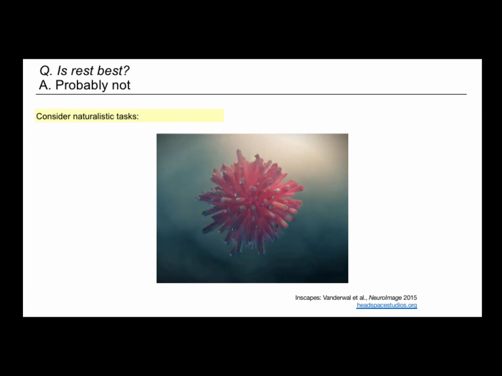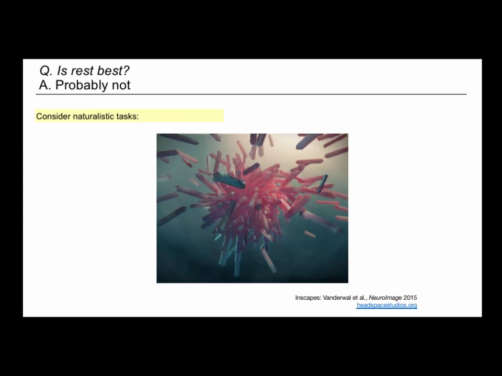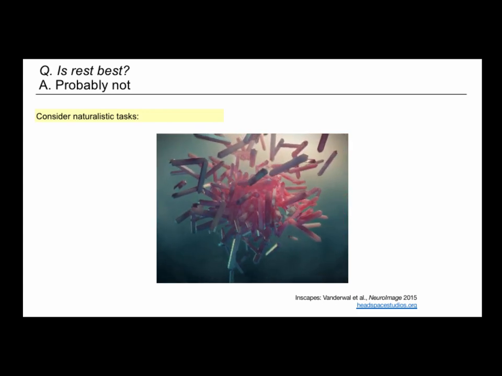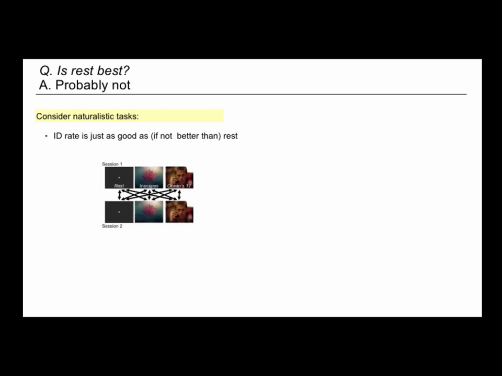Is it the case that by giving everyone the same complex, engaging, continuous stimulus, we are going to wipe away all of that individual variability that we care about or not? And it was an empirical question. And so Tammy ran the experiment and found actually that identification rate during naturalistic tasks was just as good, if not better, than at REST.